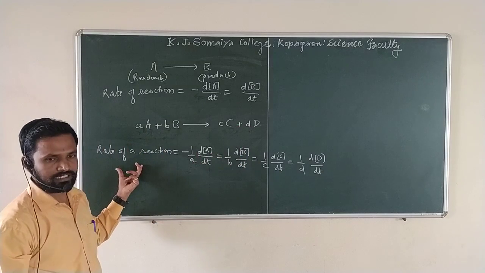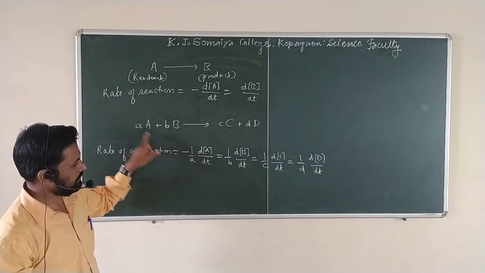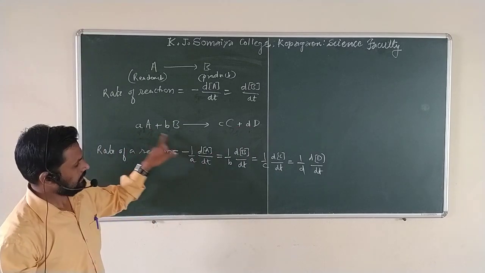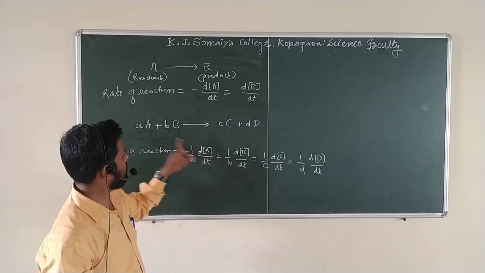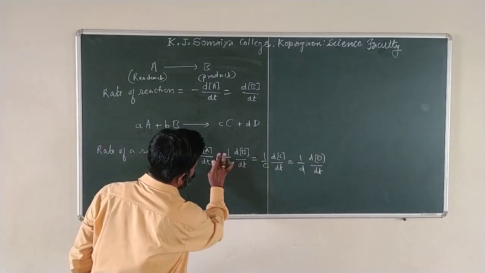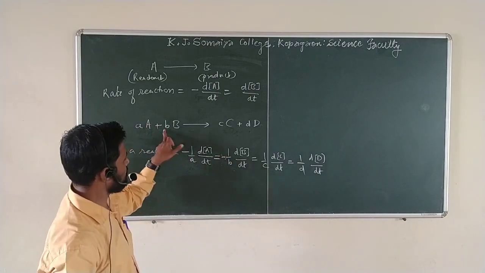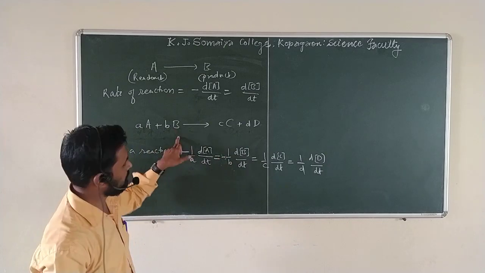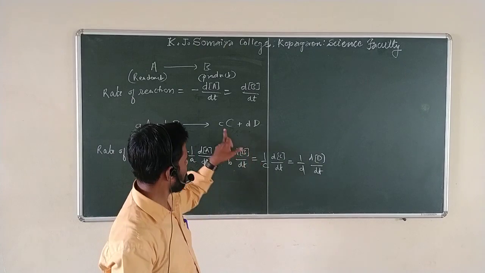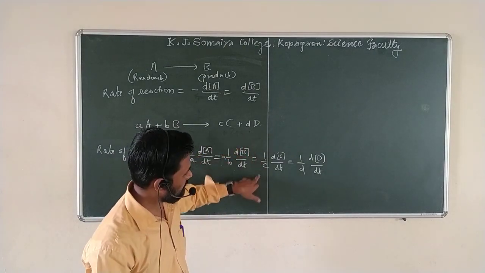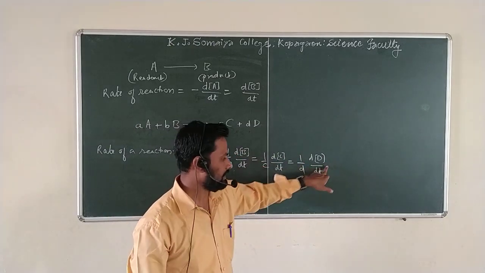If you write a general example, 1 upon a, what is this a? It is nothing but the stoichiometric amount, which is put in the denominator. d[A], the square brackets denote concentration, d[A] upon dt is equal to, again I put a negative sign, because B is also on the reactant side: minus 1 upon b d[B] upon dt is equal to. Now it comes to the positive side, because these are the products: 1 upon c d[C] divided by dt, 1 upon d d[D] divided by dt.